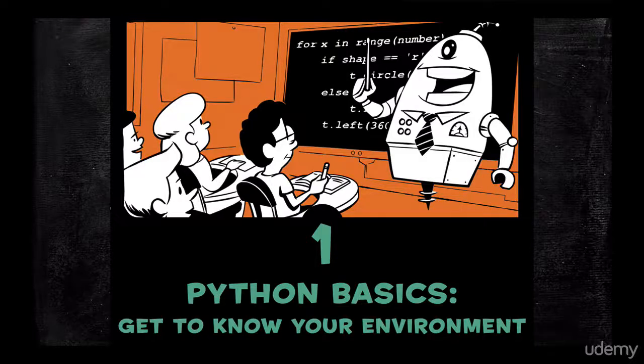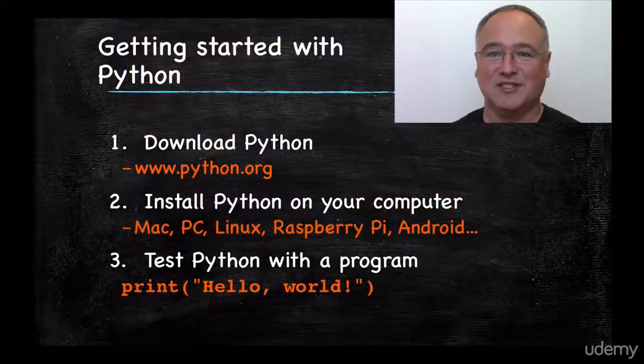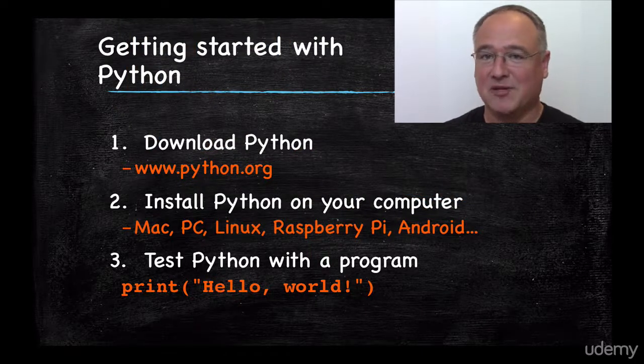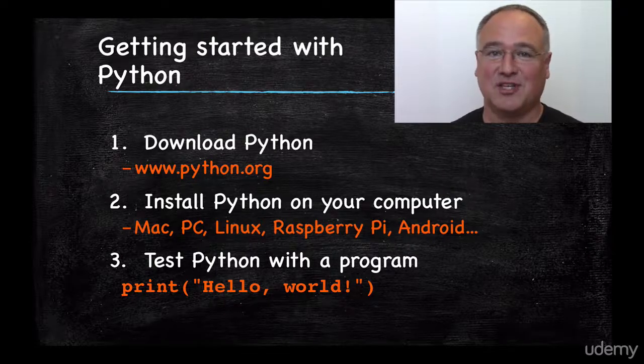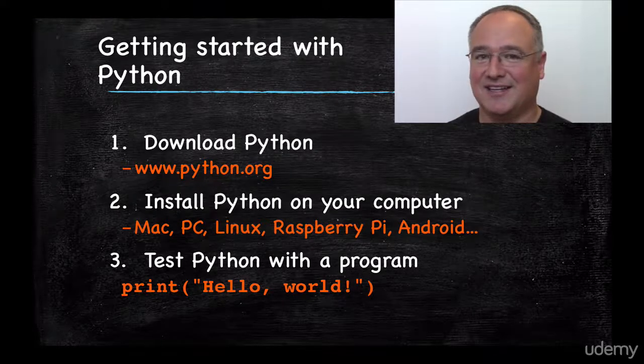Let's start with the basics of Python and get to know our environment. First, we're going to download Python from www.python.org. Then we're going to install Python on our computer. You can do this for a Mac, PC, Linux, Raspberry Pi, even Androids can run Python. Third, we're going to test Python with a simple program. Let's see how to get started.